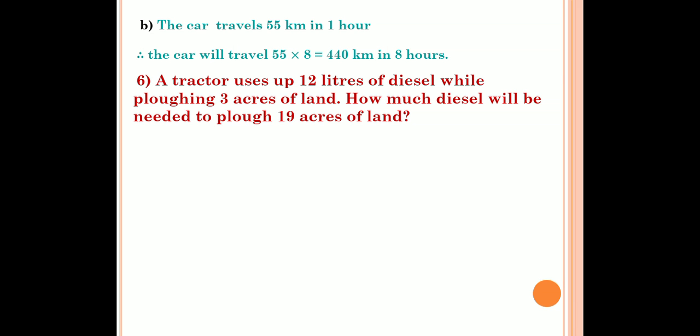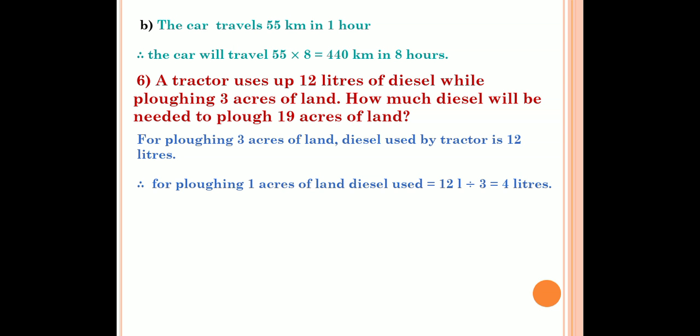Now the sixth one: a tractor uses up 12 liters of diesel while ploughing 3 acres of land. How much diesel will be needed to plough 19 acres of land? So now let us do this one. For ploughing 3 acres of land, diesel used by the tractor is 12 liters. So they have given us about 3. They have not mentioned about 1.